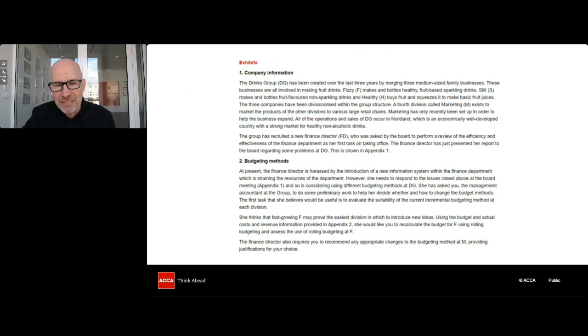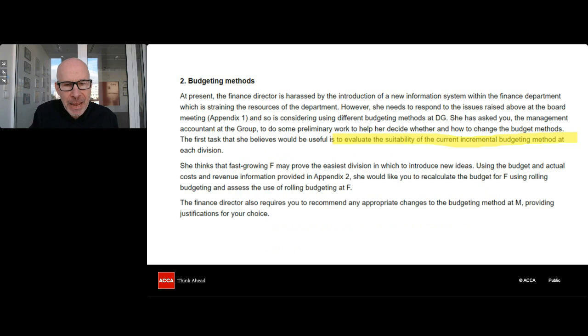In the exhibits, people, this is an idiosyncrasy about APM that you have not seen in your other papers. You have to find the embedded requirement. The task is hidden. Look at this. The first task that the CEO believes would be useful is to evaluate the suitability of the current approach to budgeting. Evaluation requires expressing judgment.